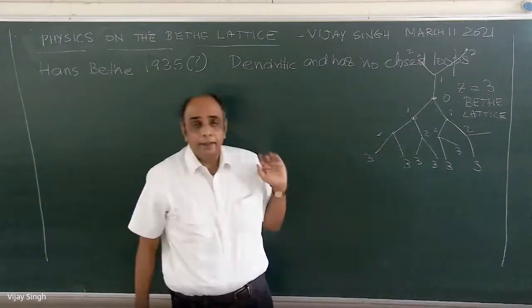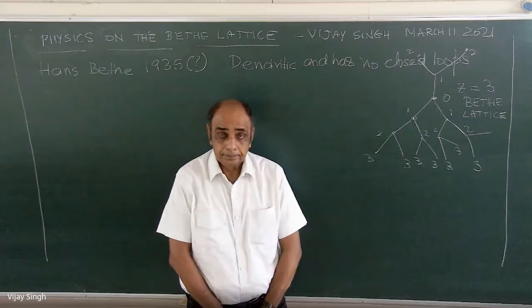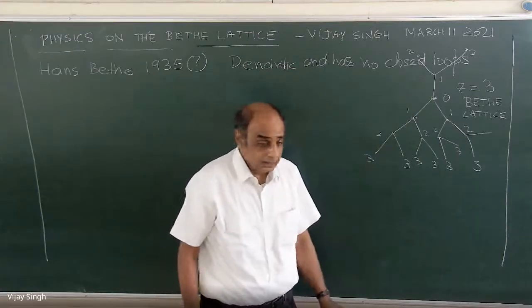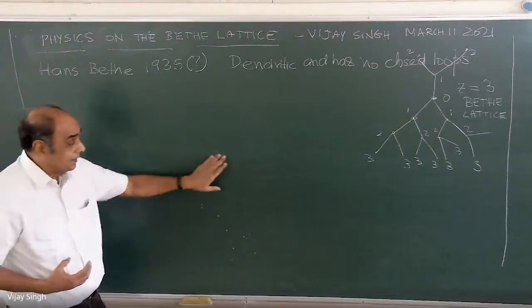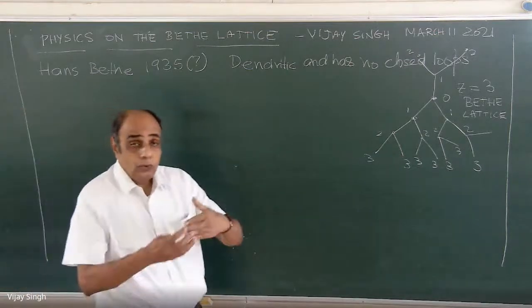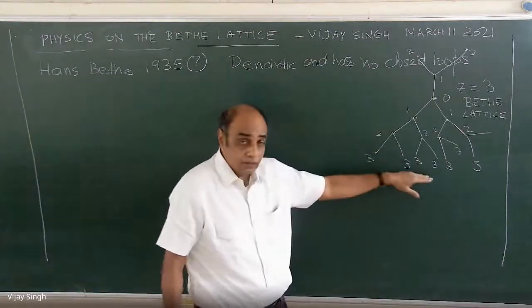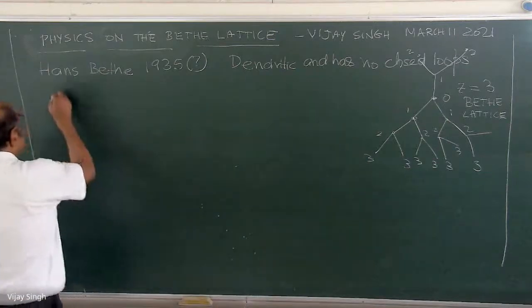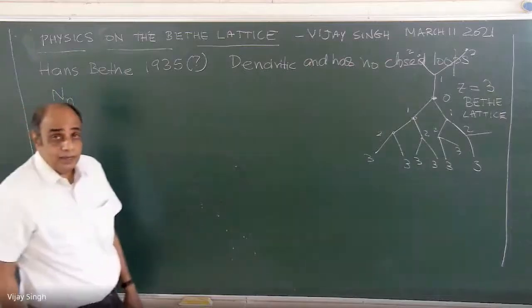Now, is this clear? Aparna? Yes, sir. Thank you. So it is clear to you as to what is going on in this Bethe lattice. Okay. So now let us say, how do you count the number of atoms, or the number of lattice points in the nth generation? So let us take this number n, and let small n stand for the number of generations.